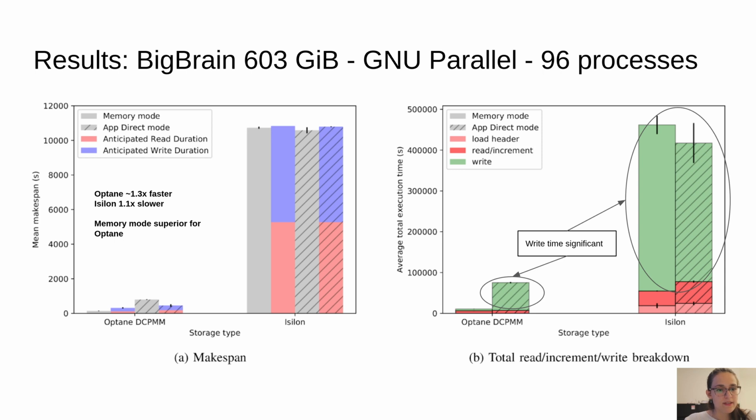And we notice that memory mode is superior again for Optane. And so AppDirect mode was still a bit slower than memory mode. And when we looked at the breakdown, we notice again write time is still significant and is very significant for AppDirect mode, Optane in AppDirect mode, and Lustre.